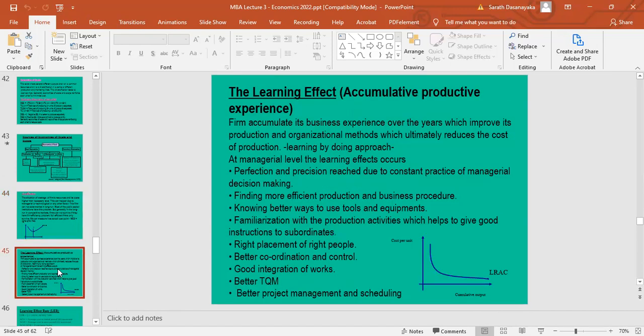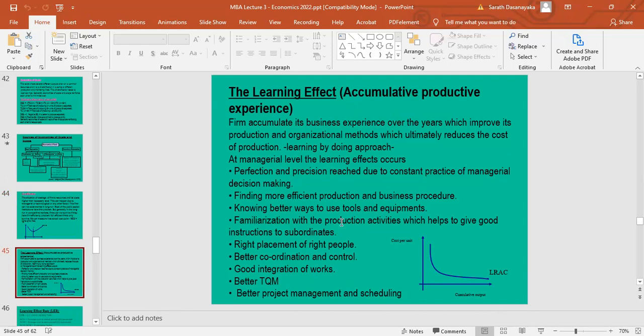Another one, the learning effect. Due to the learning effect also, you can see the long run average cost is going down, because, your operation management lecturer is going to explain this one. A firm accumulates business experience over the years, which improves its production and organizational methods, which ultimately reduces the cost of production. That means the learning by doing approach.